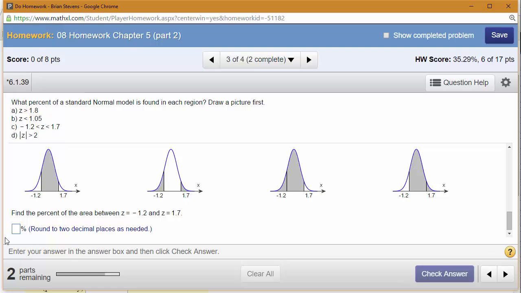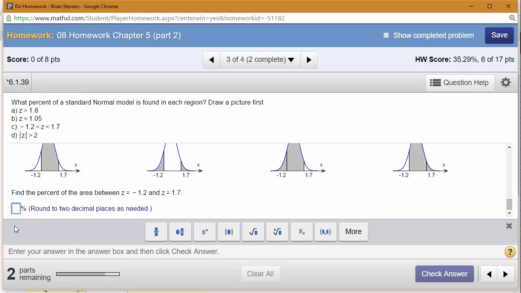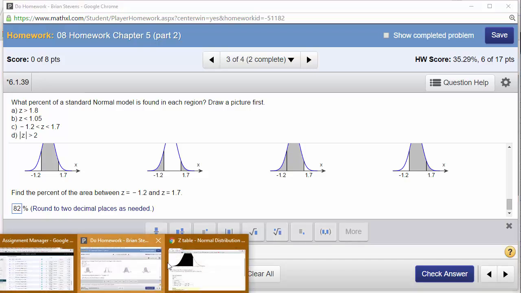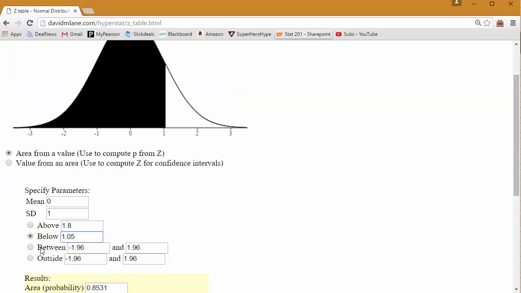Maybe, and this is a really hard one to guess, it has to be between 68 and 95. So I'm going to take a quicker guess here. I'm going to say 82%. And let's see how we do. Negative 1.2 to 1.7, 84.04.